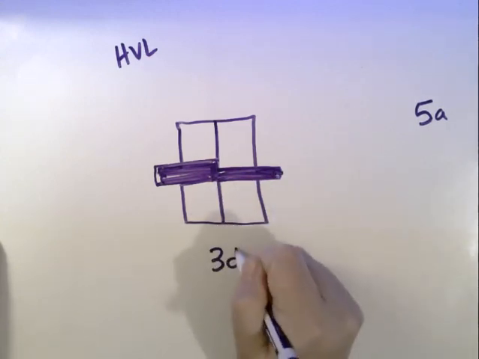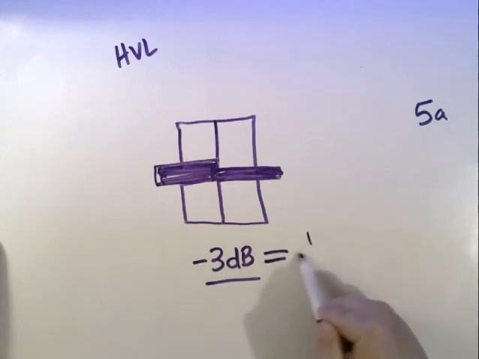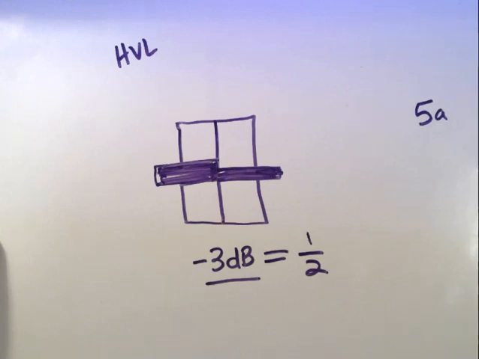When does 3 decibels of attenuation occur? At what depth? Because we know that a negative 3 decibels is going to equal a beam that is half as strong. So at what depth do we get to negative 3 decibel change, so we know that our beam is now half as strong?